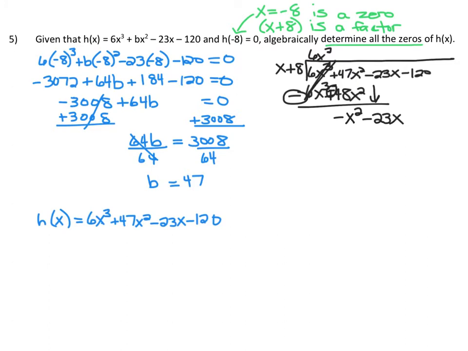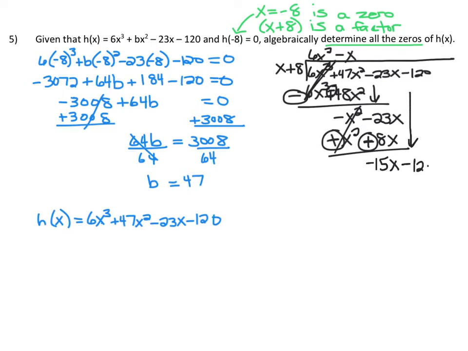All right, so repeat the process. What do I multiply x by to give me negative x squared? Well, negative x. So negative x times x is negative x squared, and negative x times 8 is negative 8x. Again, we want to subtract, so whenever we subtract, we change our signs to show we're subtracting. So these first two terms cancel, and then negative 23x plus 8x would be negative 15x. And let's bring down that last term.